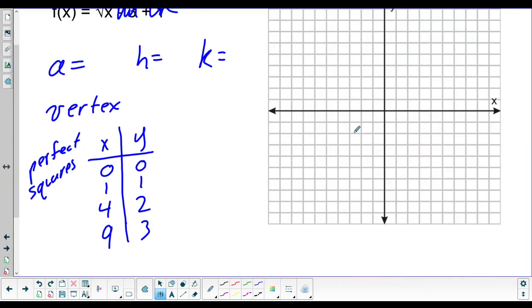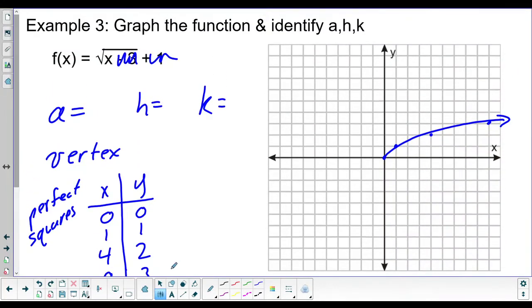So here's our parent function, and I'll graph that in blue. So we have (0, 0), (1, 1), (4, 2), and then (9, 3). There's our parent function, square root. All right, now let's go look at the transformed f of x function.